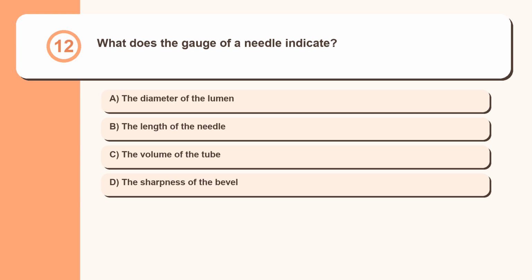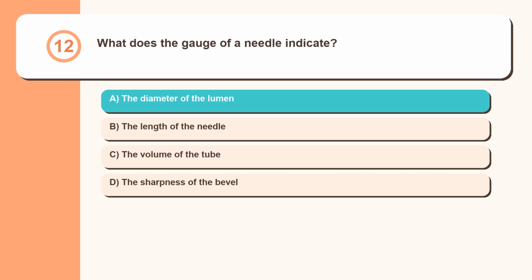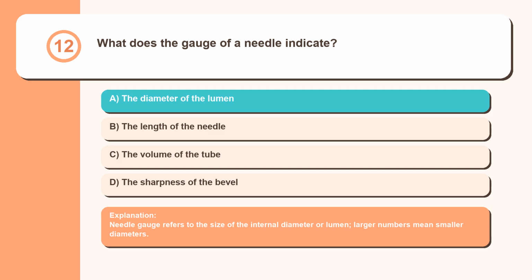Question 12. What does the gauge of a needle indicate? The diameter of the lumen, the length of the needle, the volume of the tube, the sharpness of the bevel. Needle gauge refers to the size of the internal diameter or lumen. Larger numbers mean smaller diameters.